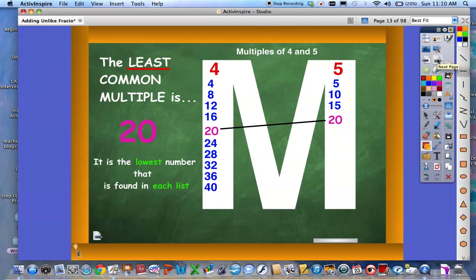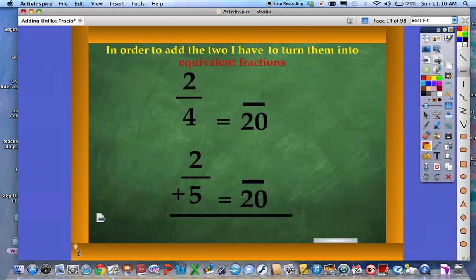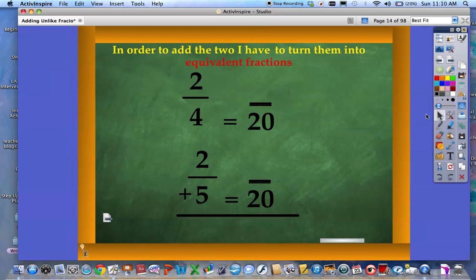Once we found that least common multiple, remember that our whole objective is to turn these two fractions into fractions that are the same, because once the denominators are the same, all we have to do is add or subtract the numerators. So that least common multiple, 20, has now become our least common denominator, because all we've done is found out how many parts we needed to make them the same. Okay, so 20 and 20 here.